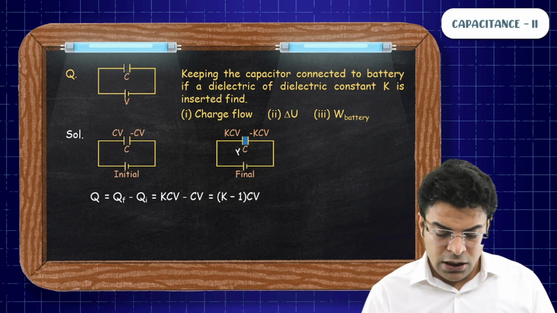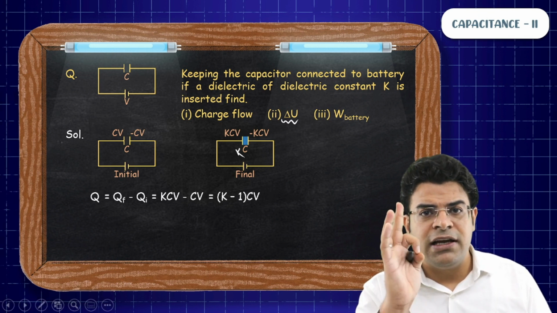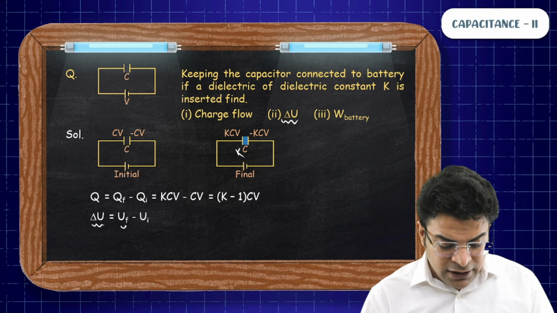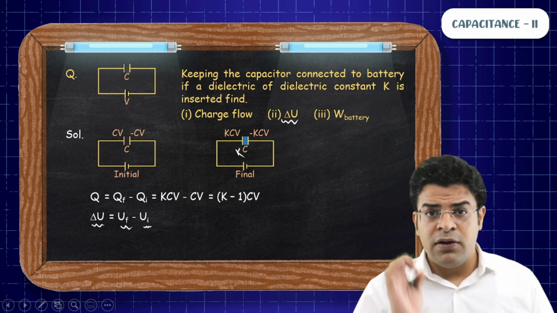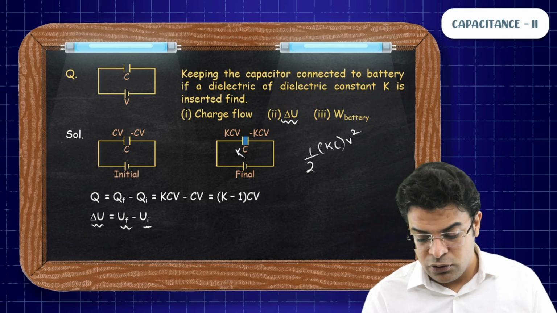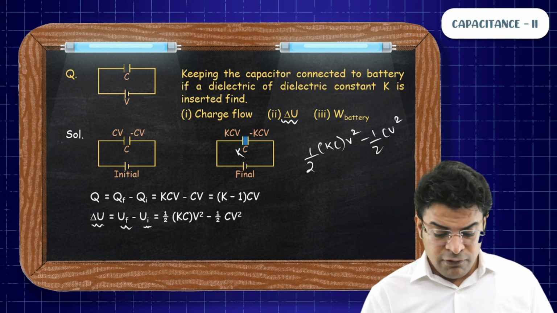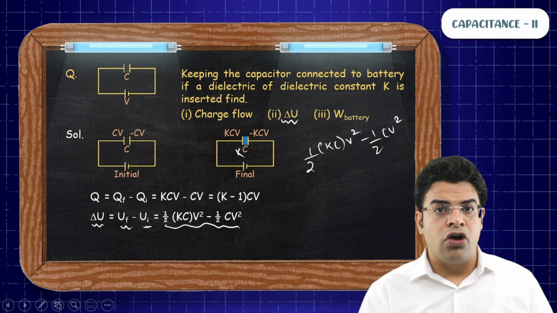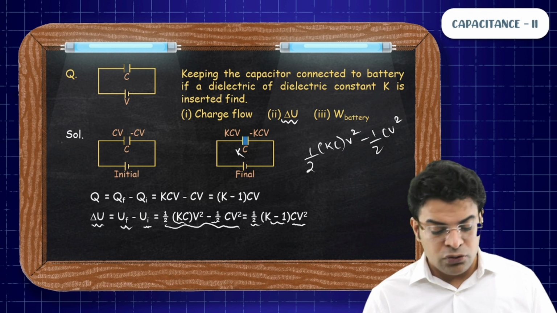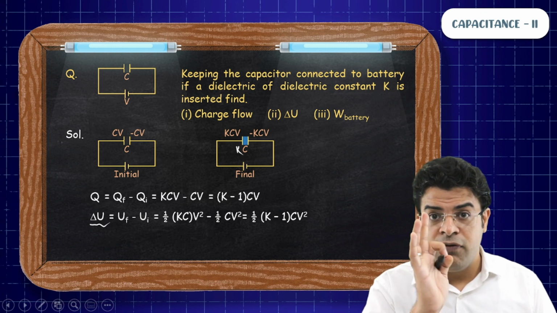Okay. The second part. What is the change in the energy stored between the plates of the capacitor in the form of electric field? So you will say that the change in energy stored will be nothing but the final energy stored minus the initial energy stored. The final energy stored will be half into KC, the new capacitance, into V square, minus the initial energy stored, which is half CV square. So once you write this, you can take half CV square common and you will get K minus 1. So you will get half into K minus 1 into CV square. This will be the change in the energy stored between the plates of the capacitor.